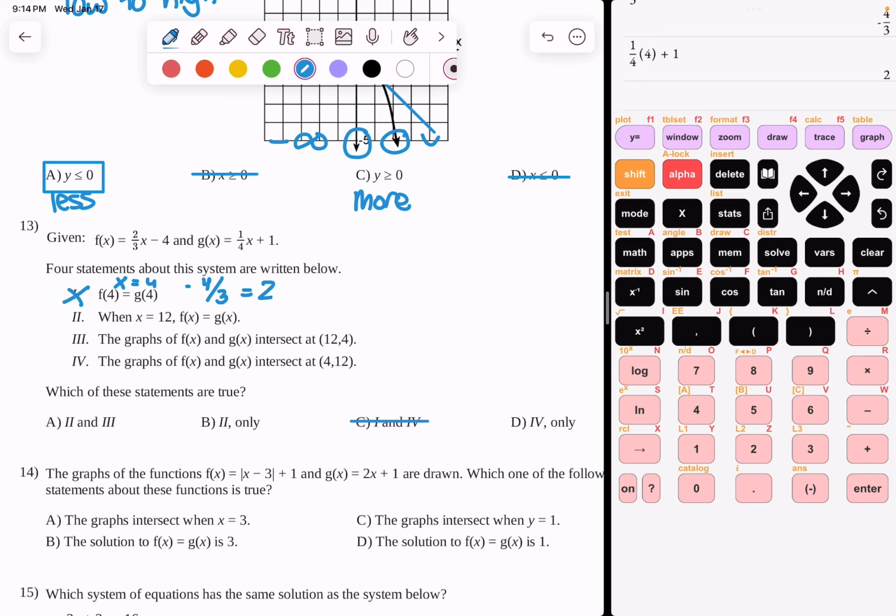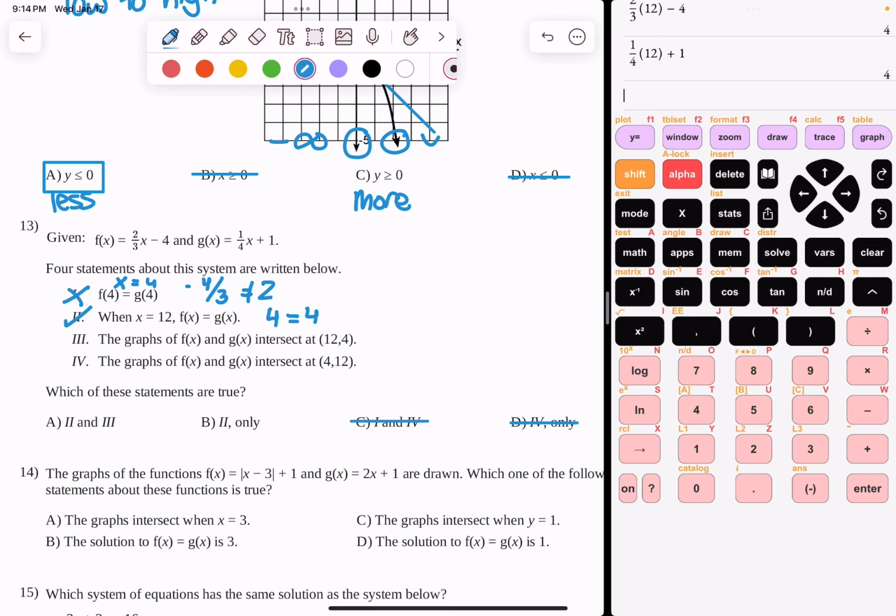2 is saying when x equals 12, these are equal. So let's try it. 2 over 3. Let me make my x 12, minus 4. That gives me 4. And let's see, is that equal to my g? My g is 1 over 4. Let me make my x 12, plus 1. That would be 4. Are those equal? They are. So 2 works. So let me get rid of any answer choice that doesn't say 2.